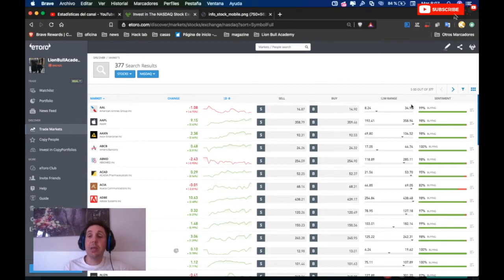Okay. Then we have here the 52-week range. It means the movement it has made in the past 52 weeks until today. We can see here the minimum and the maximum and where it is currently. Then we have the sentiment, what the traders are doing inside of eToro.